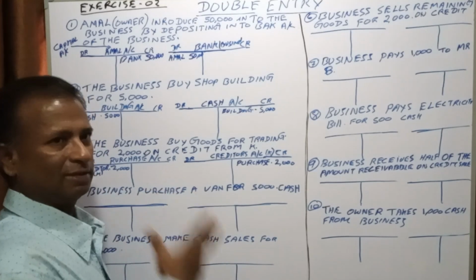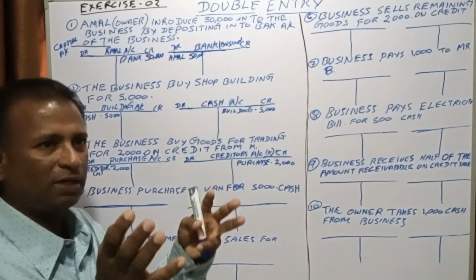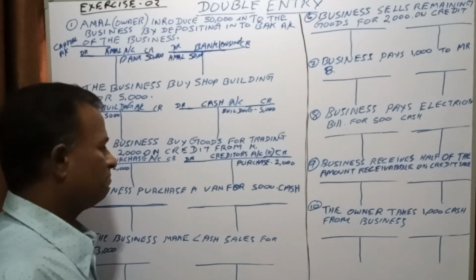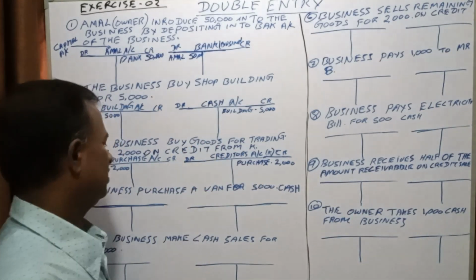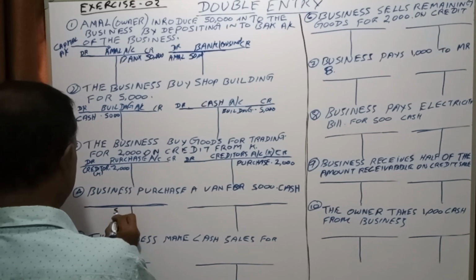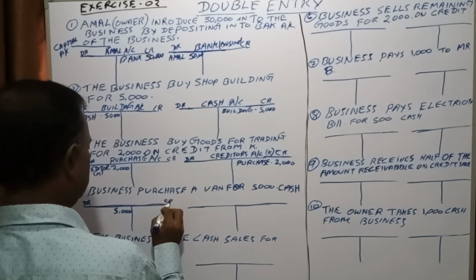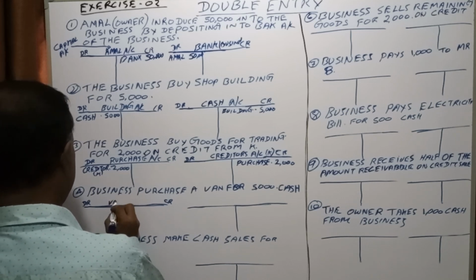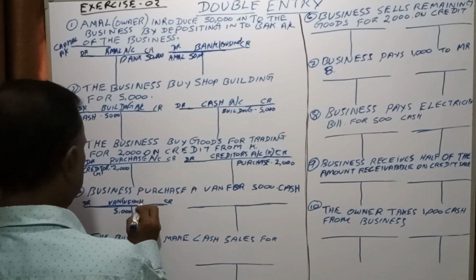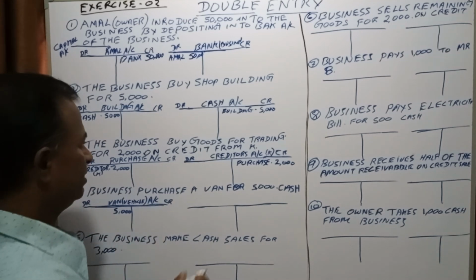Van is an asset. When you are purchasing the van, the van is coming into the business. Property is an asset. Van is an asset to the company, so there is an increase in the assets. If there is an increase in the assets, then debit entry. We have to pass 5,000 to the vehicles account, van account, that means vehicle account, and the other thing affected is cash account.